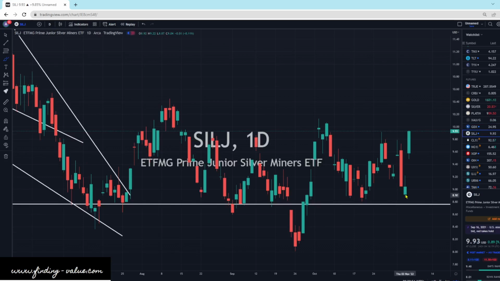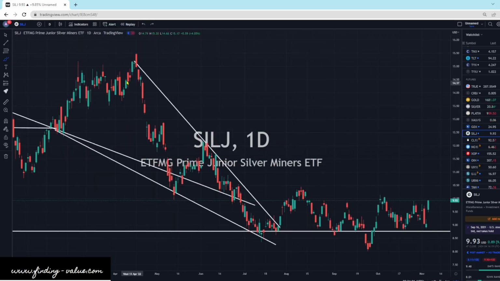SILJ also bouncing off support, going to the upside. Massive day today, 9.85%. Looking quite good. Broken chart pattern, going sideways, and then we're going to see a move most likely higher after this consolidation of this area is done. And it could be a violent move. It may not. We'll see what happens.